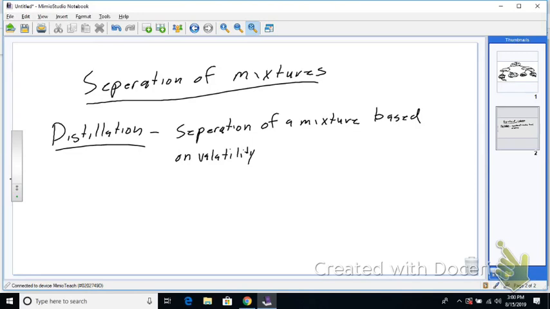So you'll hear this, it should be VO. You hear sometimes when we talk about something being volatile, higher volatility has a lower boiling point. And vice versa. If it has a lower volatility, it's going to have a higher boiling point. So things with high volatility will boil first.